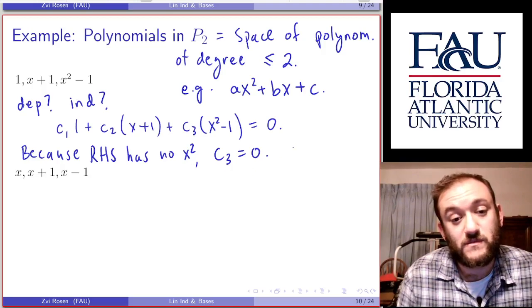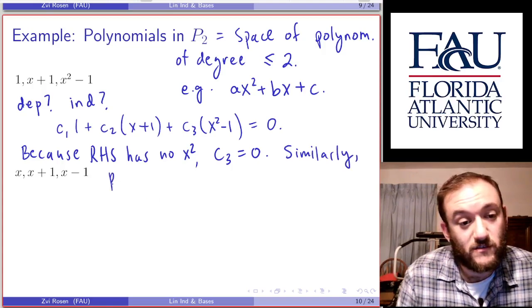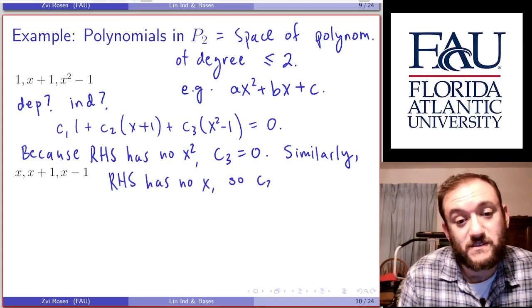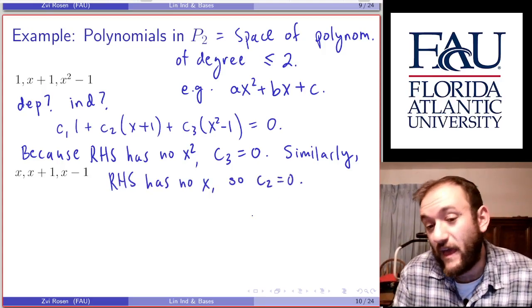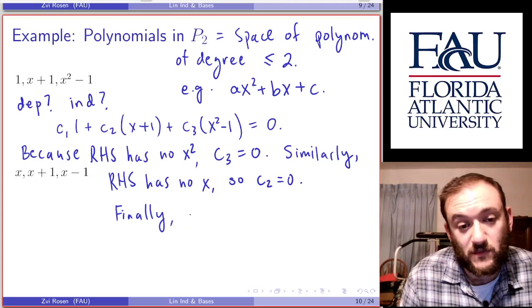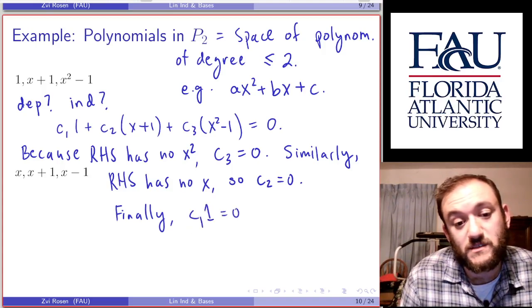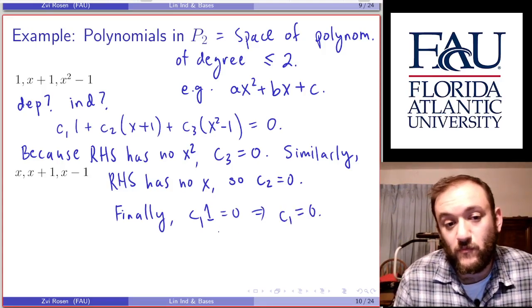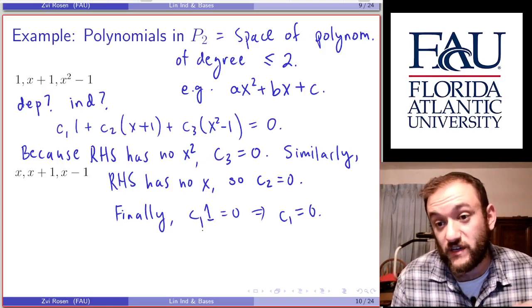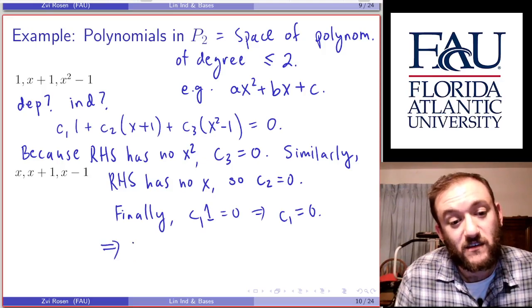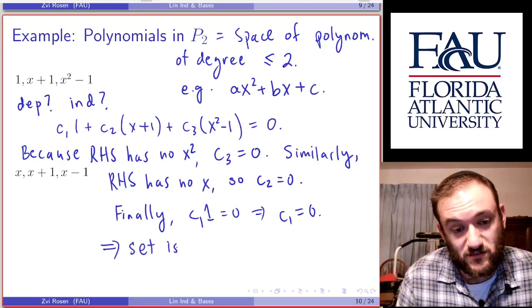And so similarly, the right-hand side has no x, so c2 equals 0. And then finally, c1 times 1 equals 0 implies that c1 equals 0. So we started out with a linear combination giving us 0, and we deduced that all of the coefficients were 0, so that implies that the set is linearly independent.